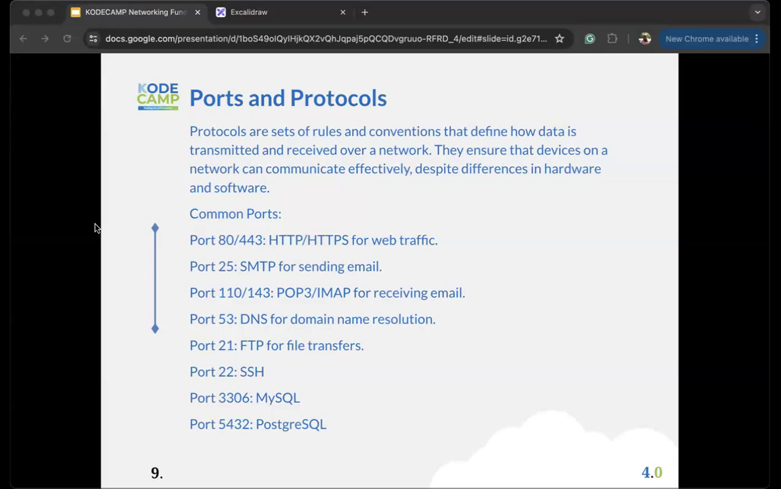Some common protocols that we know are the HTTP protocol, which works with port 80. We have the SMTP protocol. We have the SSH protocol. We have some things like MySQL and Postgres protocols that help with database communication.